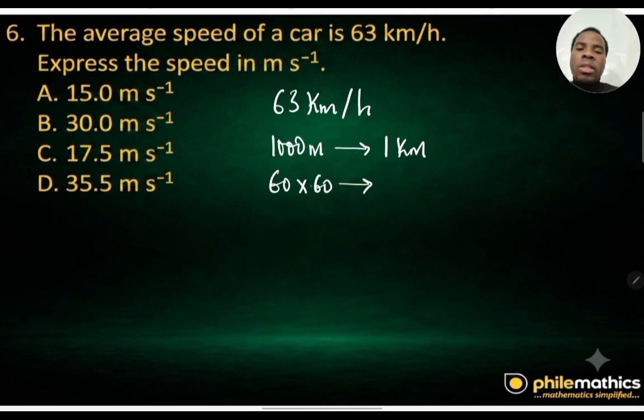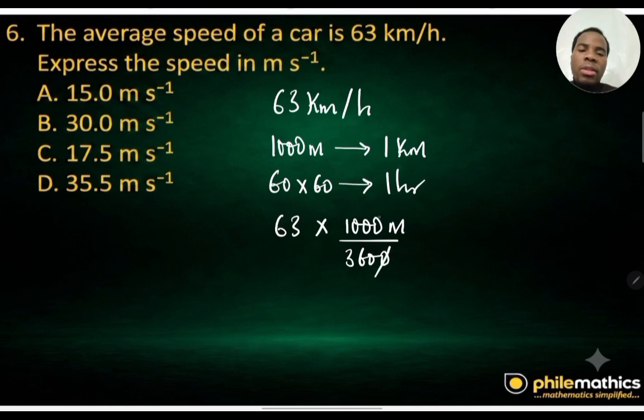So the 60 by 60 seconds makes an hour. So we simply have to substitute this in place of kilometer and hour. So we have 63, kilometer will be 1000 meters, and the hour will be 60 seconds. 60 times 60 is 3600.